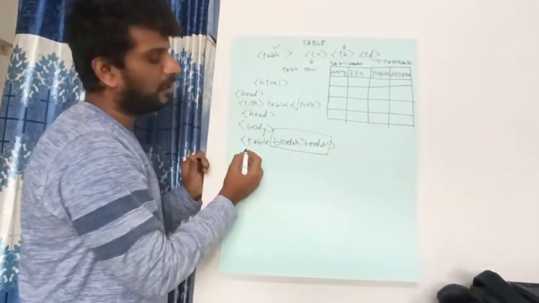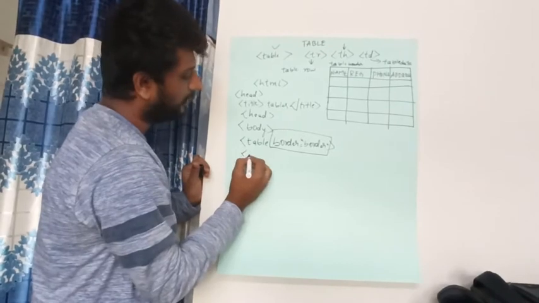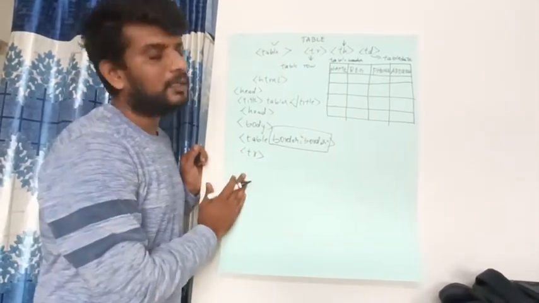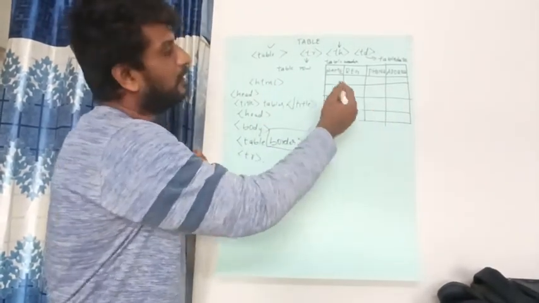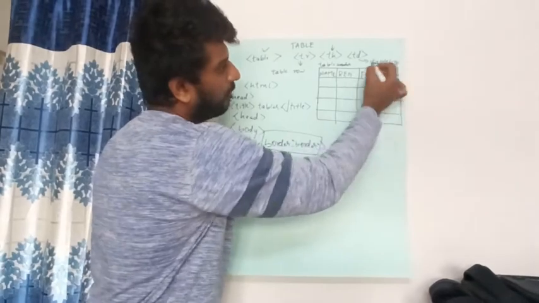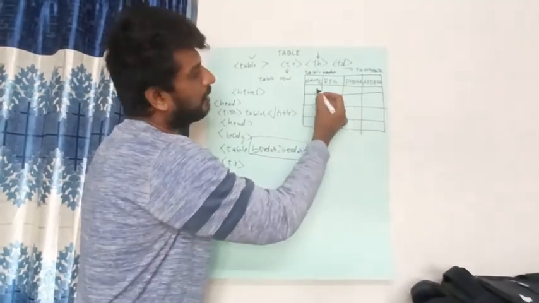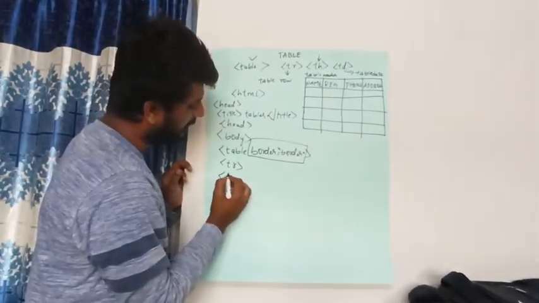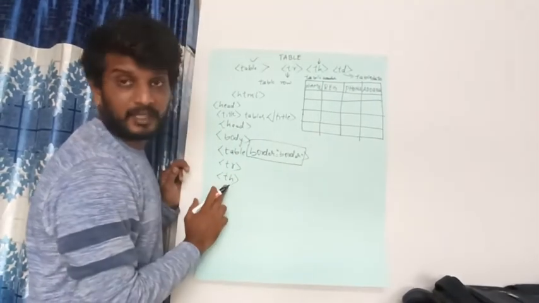Once you have used the table tag, the next thing is you need to make use of the TR. As I have told you, the data in the table will be filled row wise. Now let us come to the first row. The first row is nothing but the headings. These are all headings, so you need to make use of the TH tag.